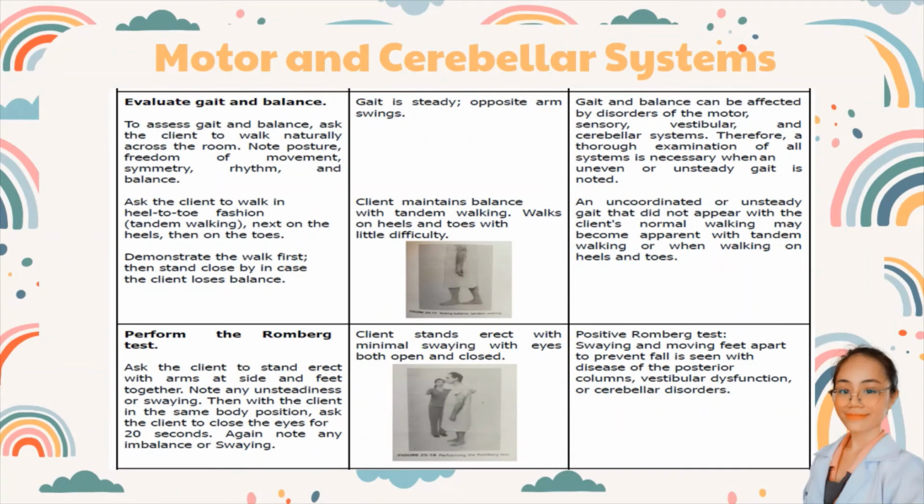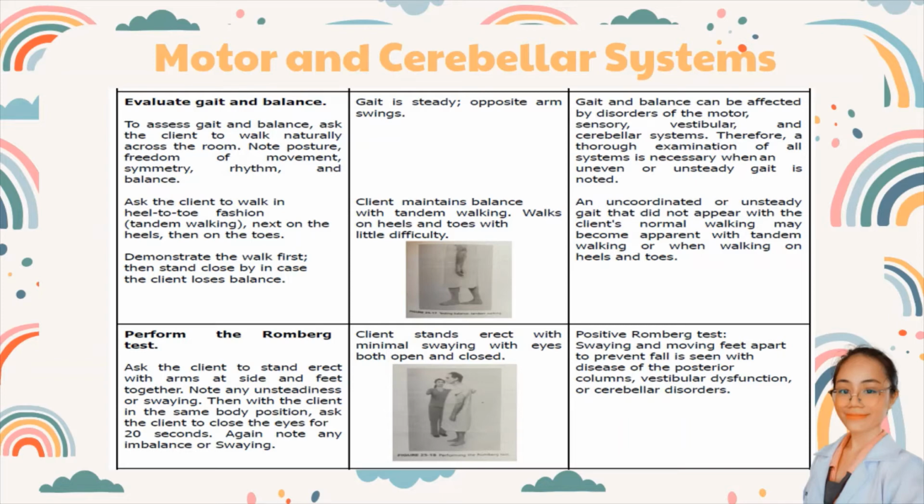Next, we have to evaluate the gait and balance of our client. So to assess the gait and balance, ask the client to walk naturally across the room and then note the posture, freedom of movement, symmetry, rhythm, and balance. And then ask the client to walk in heel-to-toe fashion, next on the heels, then on the toes. Then demonstrate the walk first, then stand close by in case the client loses their balance.